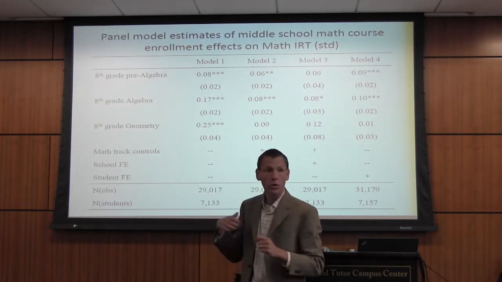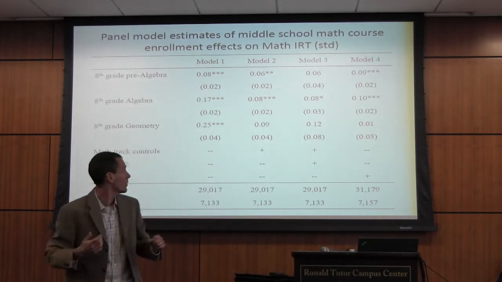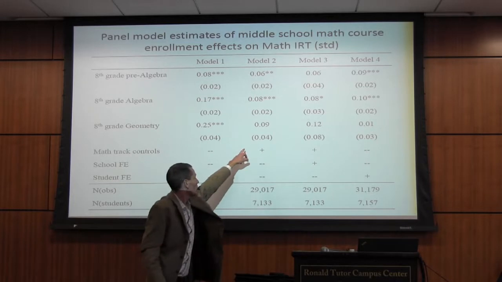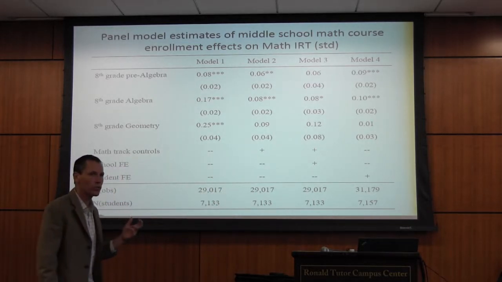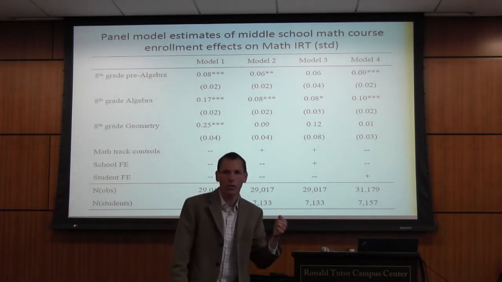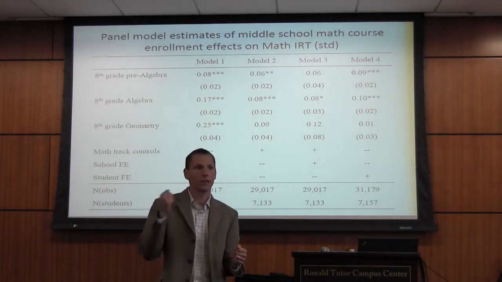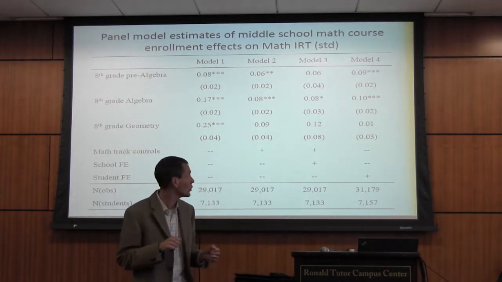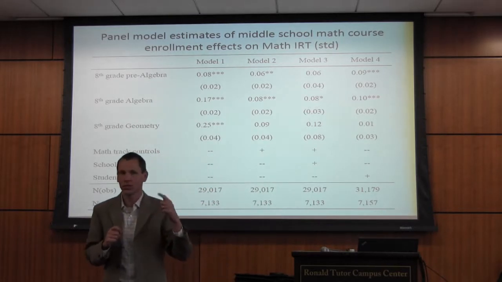And what you get is a much more conservative estimate, but it's still a positive effect of 8th grade algebra, and it looks like a positive effect, not very well estimated, of 8th grade geometry. So you've got kids who take 8th grade algebra doing about a 1/10 of a standard deviation better than they might have done had they taken 8th grade general math. This is good news.